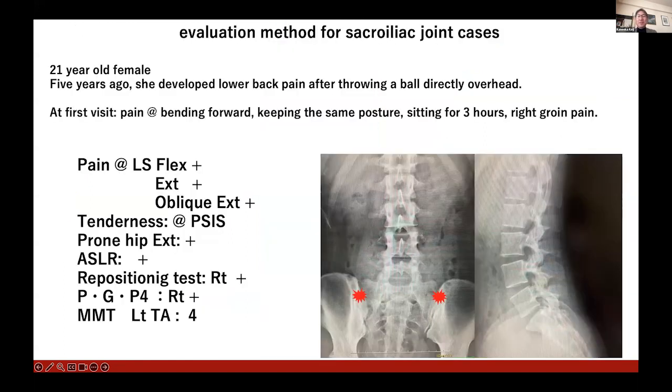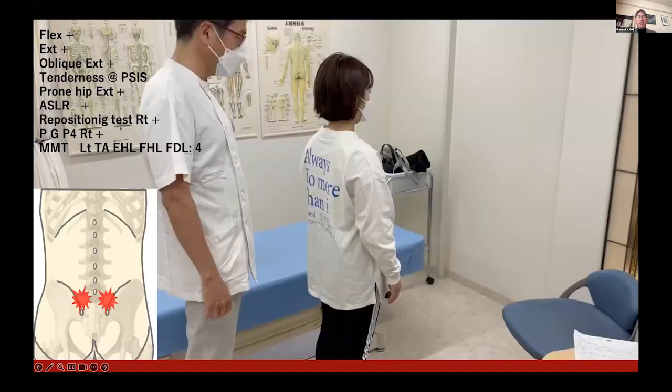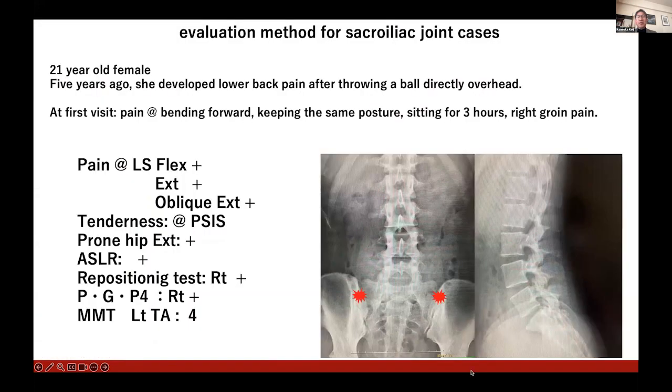Here is a representative case of how I evaluate low back pain. She is a 21-year-old female who has been experiencing low back pain since she threw a ball straight up 5 years ago. She came to my clinic after seeing many medical providers, but no SIJ diagnosis and no improvement. She had to quit her job as a cake baker, a patissier, because she couldn't stand for a long period of time.